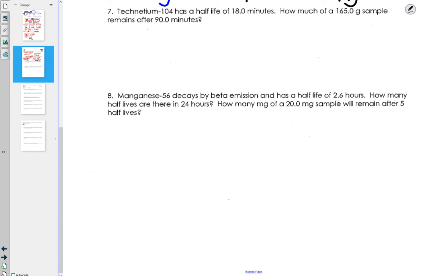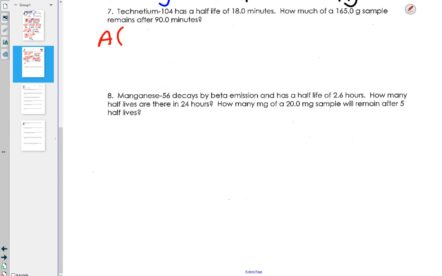Technetium 104 has a half-life of 18.0 minutes. How much of a 160 gram sample remains after 90 minutes? Let's try that again. Before I write anything down, tell me how many half-lives. That's what we want. Do they outright, explicitly tell you how many half-lives? No. So how could we find the number of half-lives?